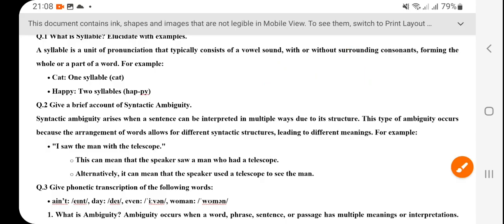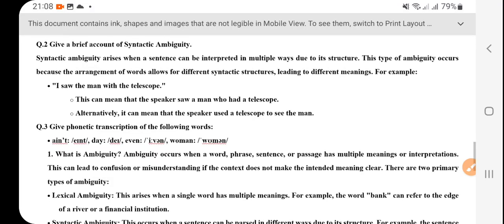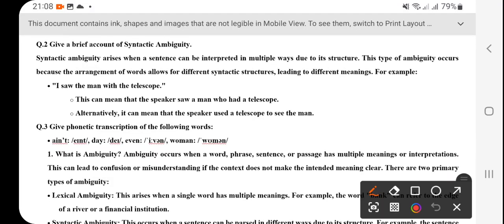Okay. Now next, a brief account of syntactic ambiguity. Syntactic relates to the sentence, right? So syntactic ambiguity arises when a sentence can be interpreted in multiple ways due to its structure, right?